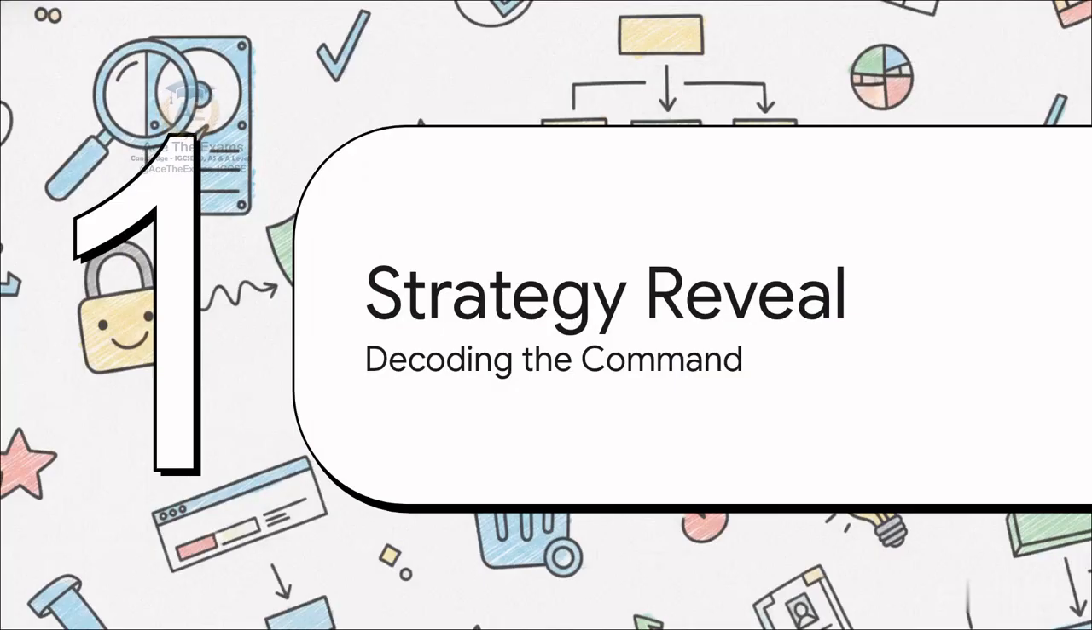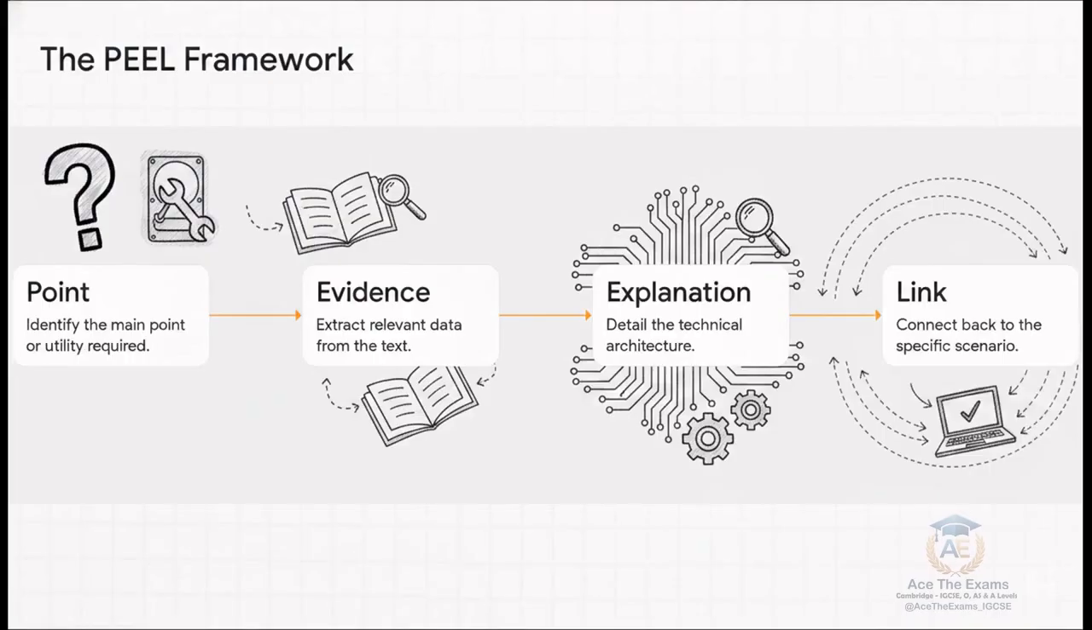So how do we avoid their mistakes? That brings us to Section 2, the strategy reveal. It all starts with decoding the command words. Let's look at the framework. If you look at the top students, the ones consistently pulling A stars, they all structure their answers using the PEEL framework. This ensures systematic processing and incredibly clear, evidence-based reasoning. PEEL stands for point, evidence, explanation, and link.